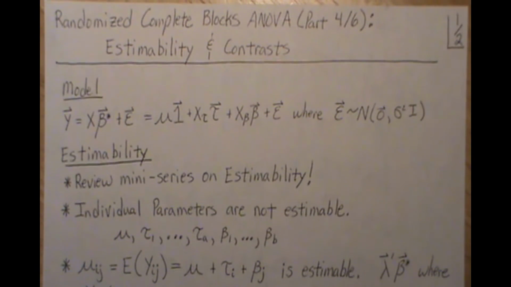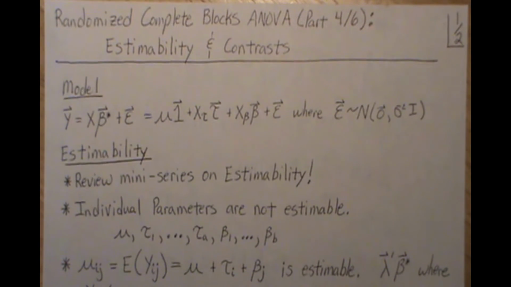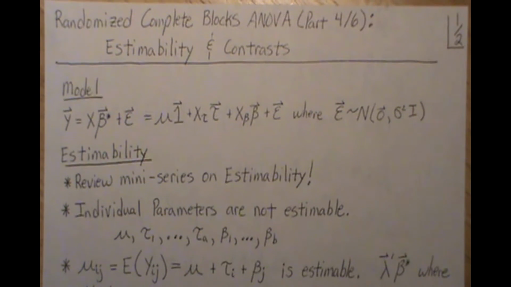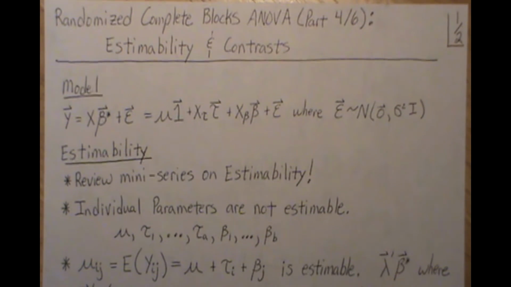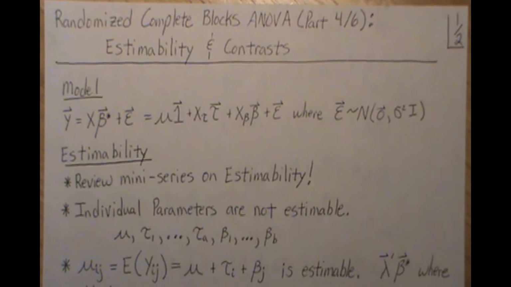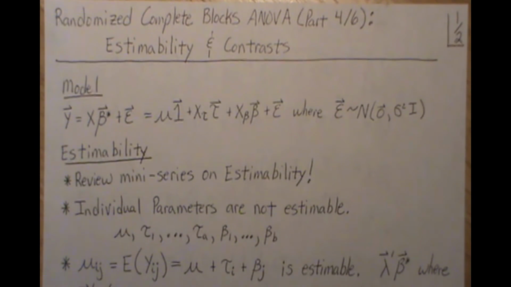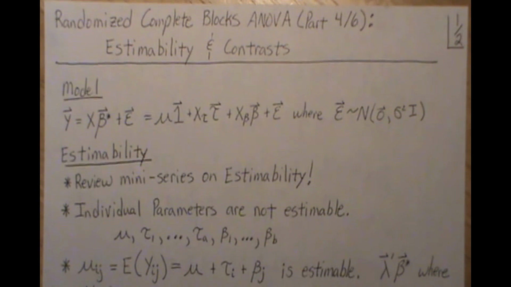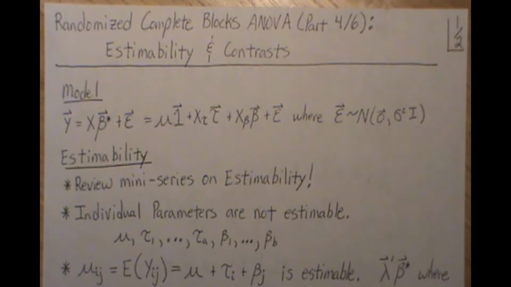Hello, this is the next video in a playlist that I'm calling General Linear Models, Design of Experiments. And we're in a little mini series within that playlist that I'm calling Randomized Complete Blocks ANOVA. Now this is part 4 of a 6-part series, and we're going to look at estimability and contrast.